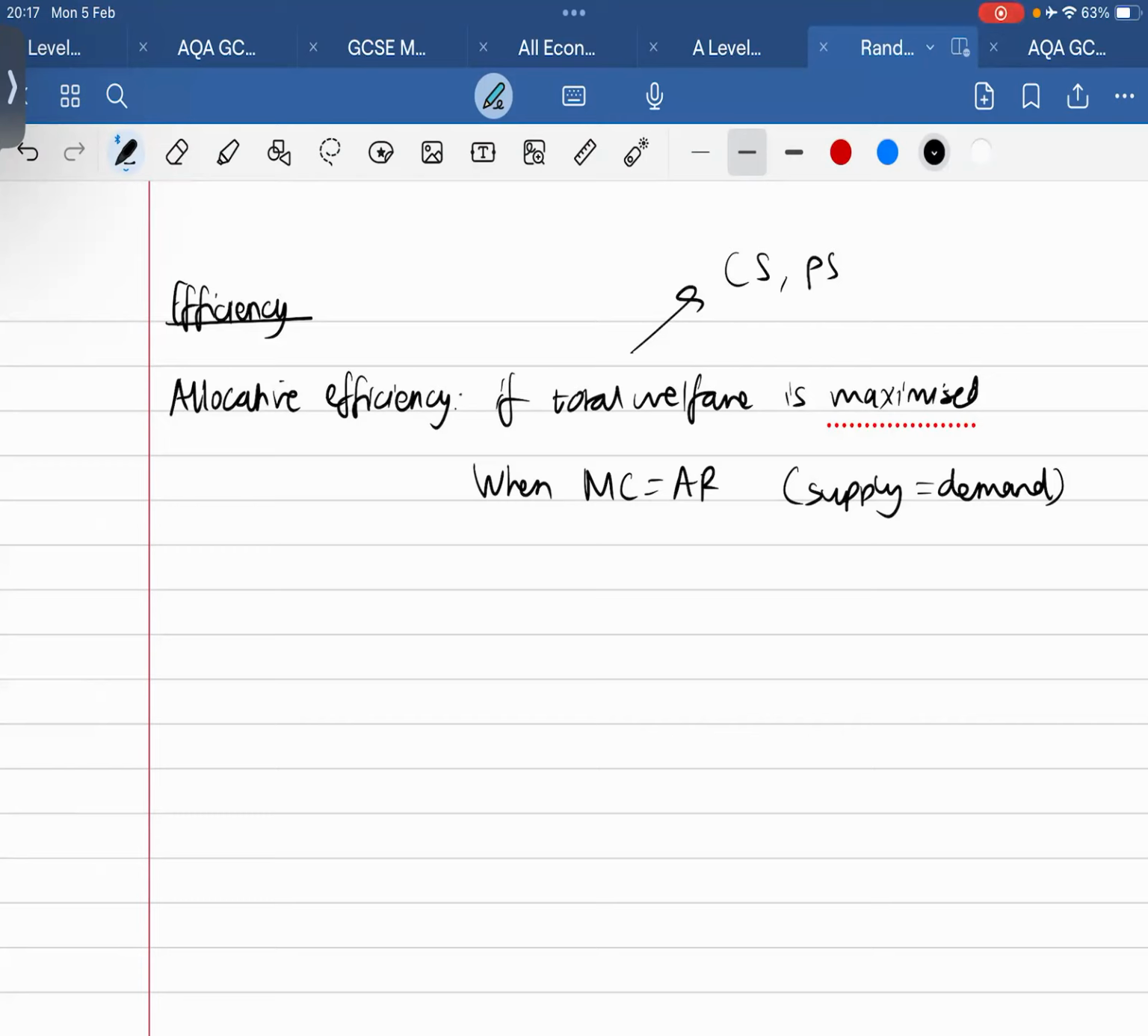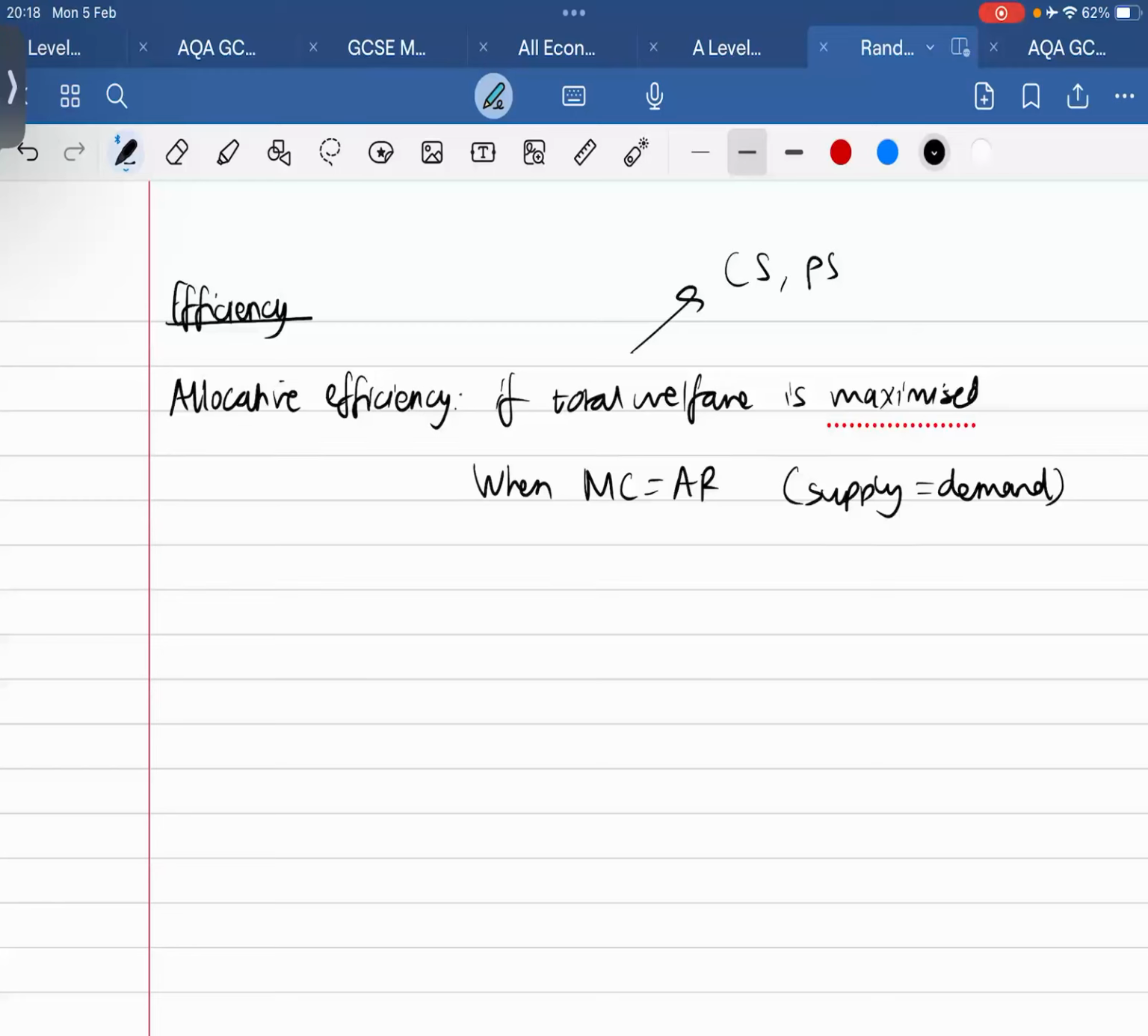For all of these efficiencies, you should know a worded definition and a mathematical definition. So allocative efficiency is when total welfare is maximized. So that's consumer and producer surplus is as high as it possibly could be. That happens when MC equals AR.